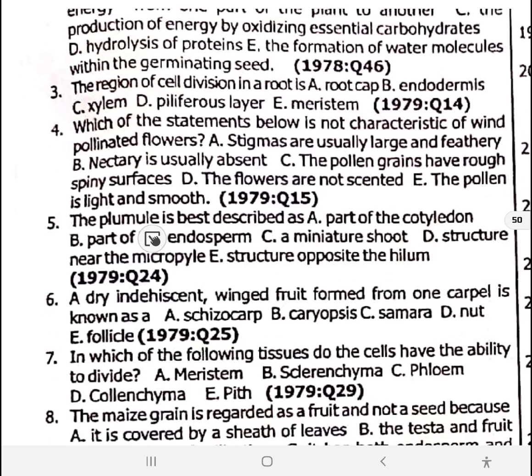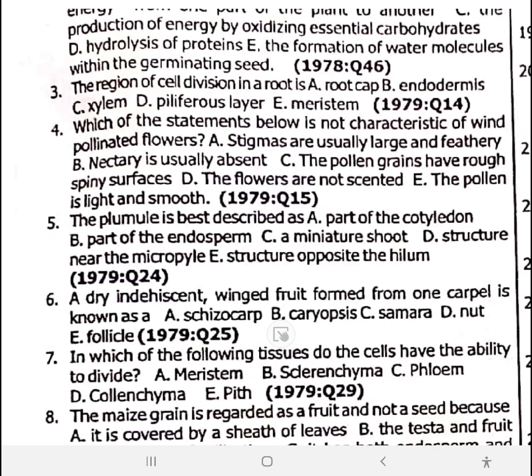Number 5, the plumule is best described as, I'd like you to jot down, plumule is the future shoot of a plant, while radicle is the future root of a plant. Radicle is spelled radicle. Number 6, a dry indehiscent wing fruit formed from one carpel is known as samara. Number 6 is option C, samara. So samara is a dry indehiscent wing fruit that is formed from one carpel.